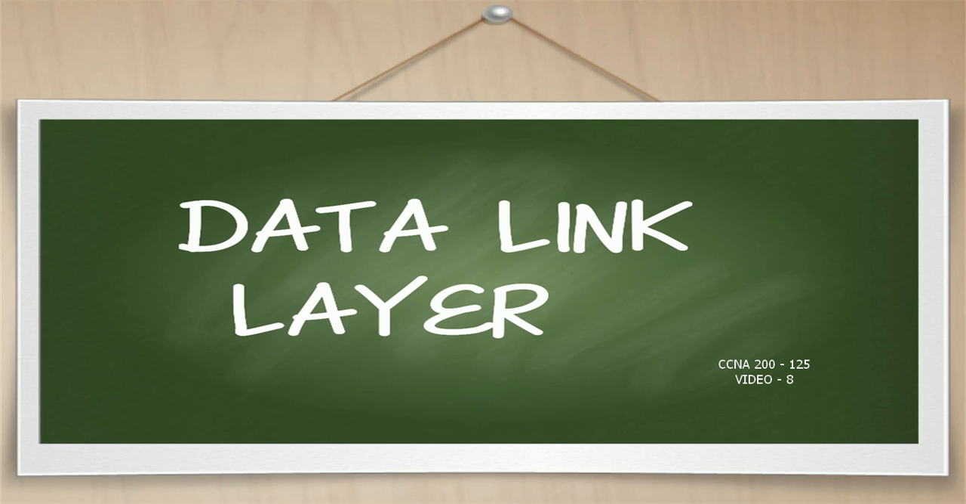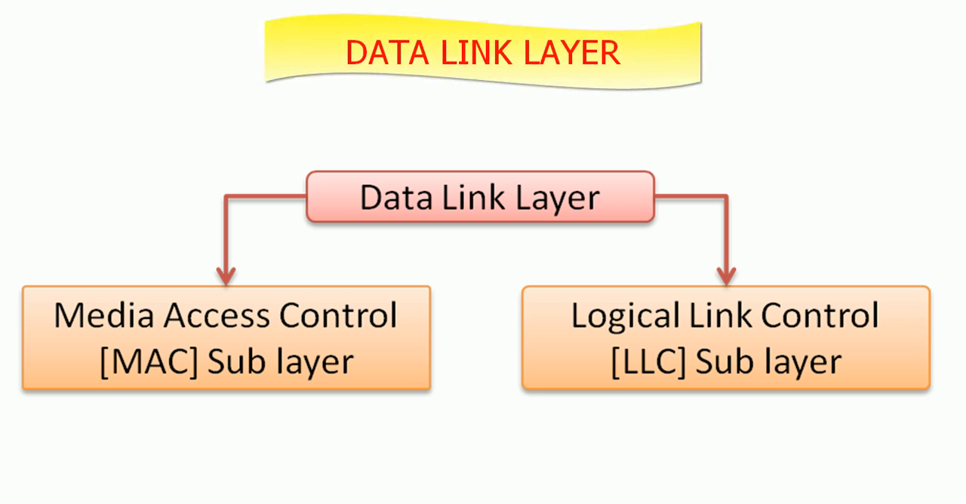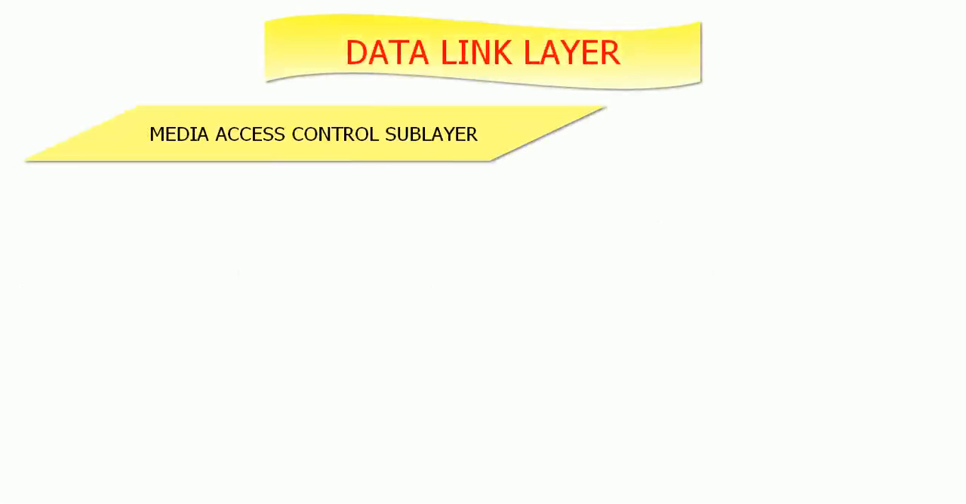In this video, we are going to look at the second layer of the OSI model, which is the data link layer. Data link layer has two sublayers, that is the logical link control layer and the media access control layer. Both of these layers have their own responsibilities. First, let us look at the MAC sublayer, that is, the Media Access Control layer.